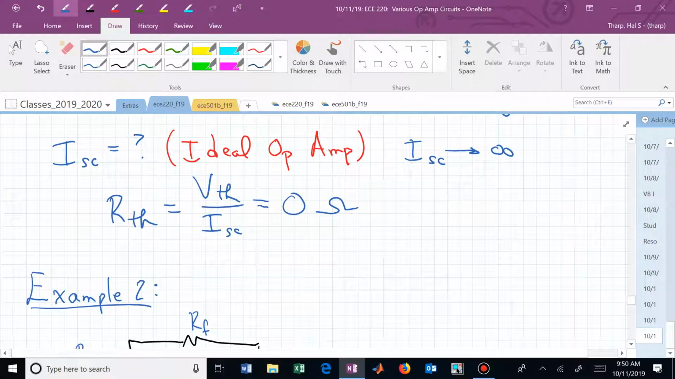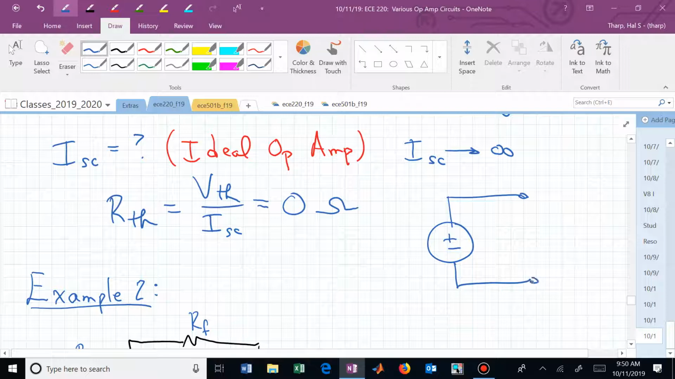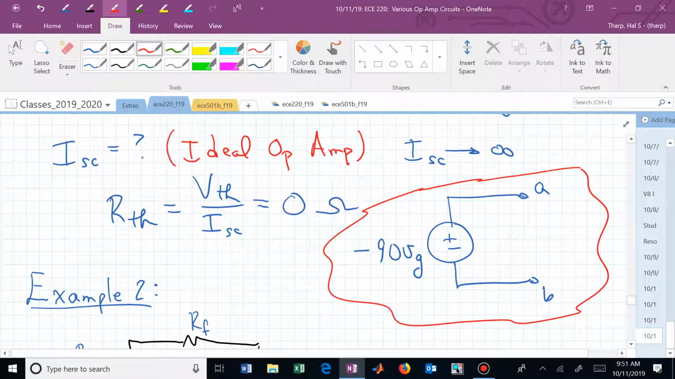So that now our Thevenin equivalent between terminals A and B is now minus 90 V sub G and no resistor. The internal impedance, and this is now an ideal voltage source. Is what that op amp looks like.